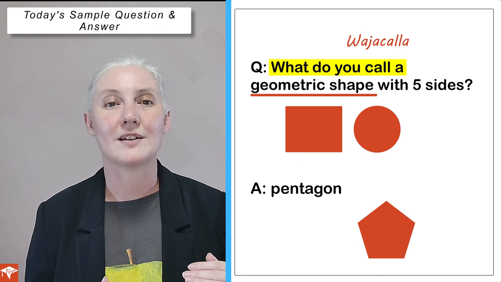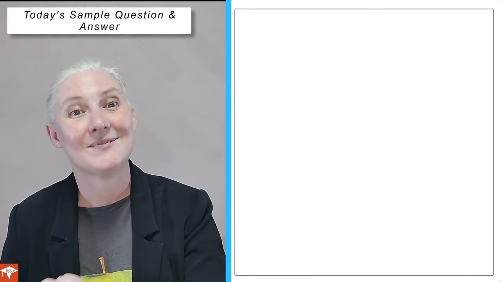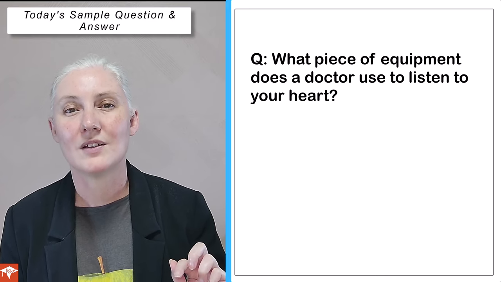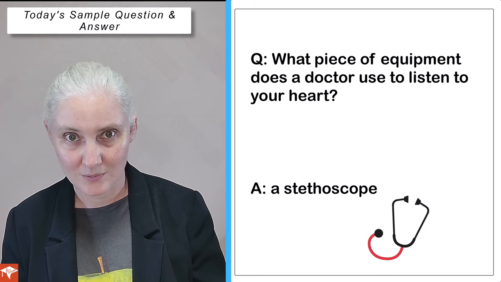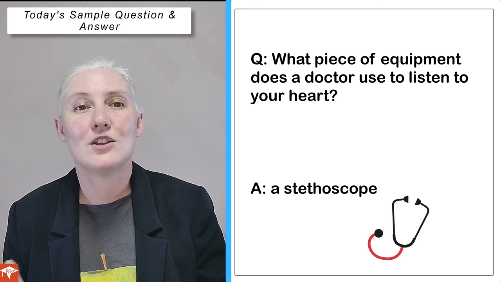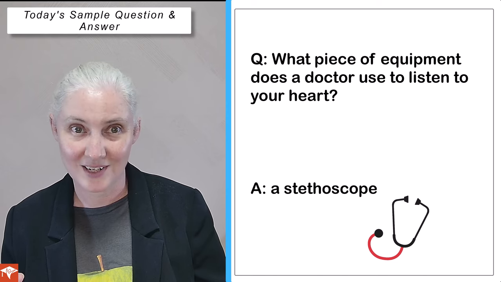Okay, question three. What piece of equipment does a doctor use to listen to your heart? Now this is typical of a more difficult short question. So the answer is stethoscope. But that is something you would just either know or not, right? The only way you would get a good score on a question like this is long-term vocabulary study.